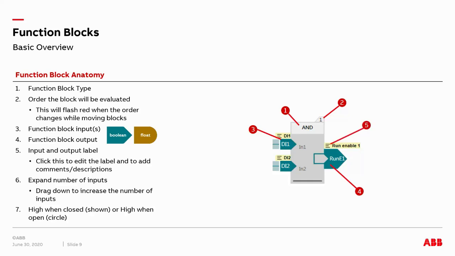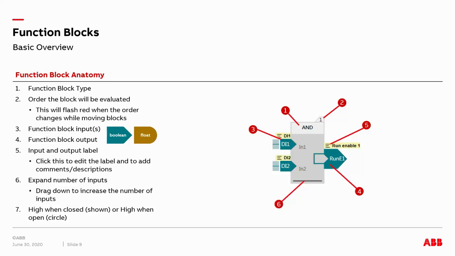Now we're starting to get into some of the more advanced features that make programs a lot easier for you to read. Number 5 is the input and output labels. These are actually on both sides. It's that little yellow ribbon on the top. It says run enable, DI1, DI2. These are items that you can go in and customize the wording on just by double-clicking on that. You edit it, and then you can also add comments and descriptions for each of the things you're trying to accomplish here. Just a really good way for you to document your code, essentially, within a function block editor.